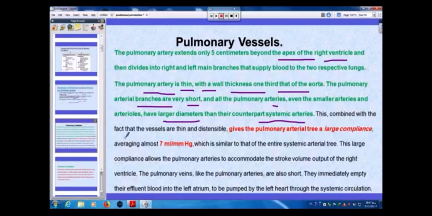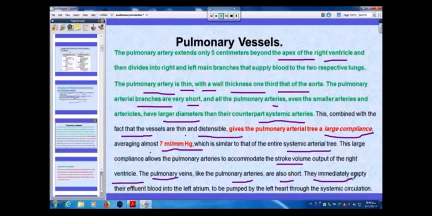This, combined with the fact that the vessels are thin and distensible, gives the pulmonary arteries a large compliance, okay, averaging almost 7 milliliters per millimeter of mercury, which is similar to that of the entire systemic arterial tree. This large compliance allows the pulmonary arteries to accommodate the stroke volume output of the right ventricle, okay? And the pulmonary veins, like the pulmonary arteries, are also short, and they immediately empty their effluent blood into the left atrium to be pumped by the left heart through the systemic circulation.